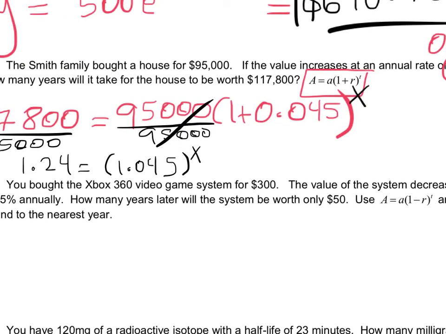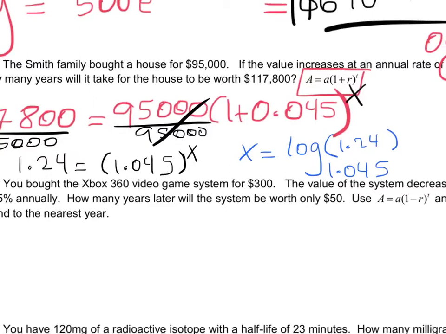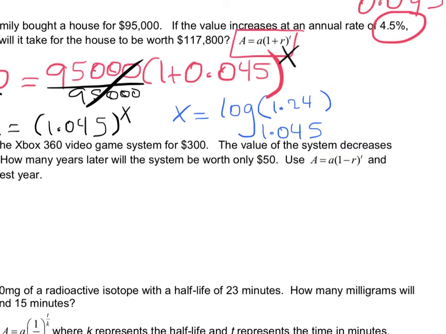So basically, x is going to be equal to the log of the base, which is 1.045, and the log of 1.24. Now you plug this in your calculator. You can go to math and then log base and enter it as it is, or you can change the base. So you can do log of 1.24 over log of 1.045, and the final answer is going to be 4.887 years, which is almost 5 years.